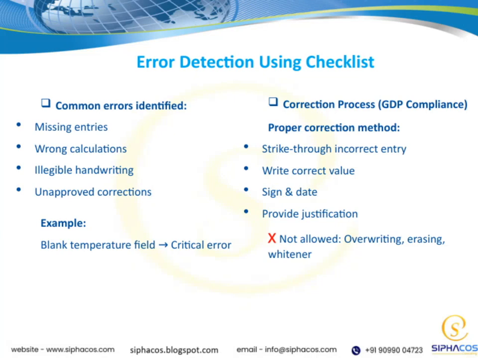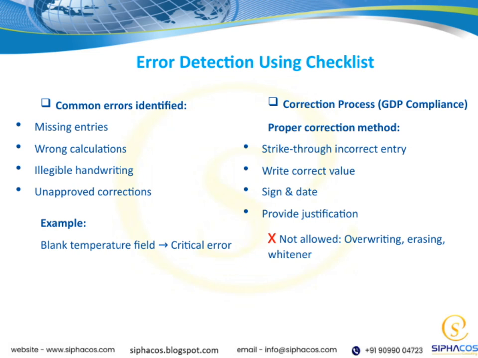Let's talk about the proper correction process to ensure GDP compliance. First, when correcting a mistake, you should strike through the incorrect entry. Then, write the correct value clearly next to it. It's important to sign and date the correction to maintain accountability. Finally, always provide a brief justification for the change, explaining why the correction was necessary. It's crucial to note what is not allowed. Overwriting, erasing, or using a whitener to fix errors are all forbidden, as they can obscure the original data and compromise the integrity of the record.